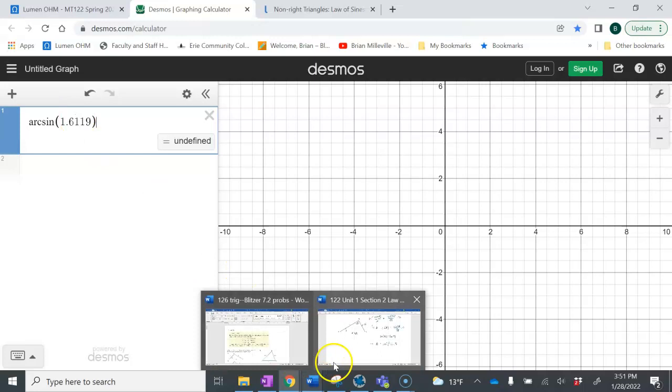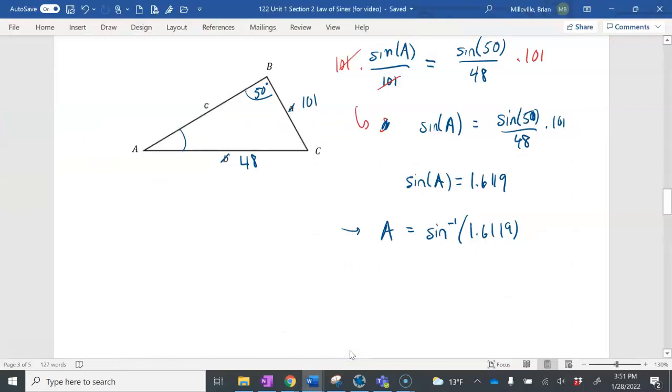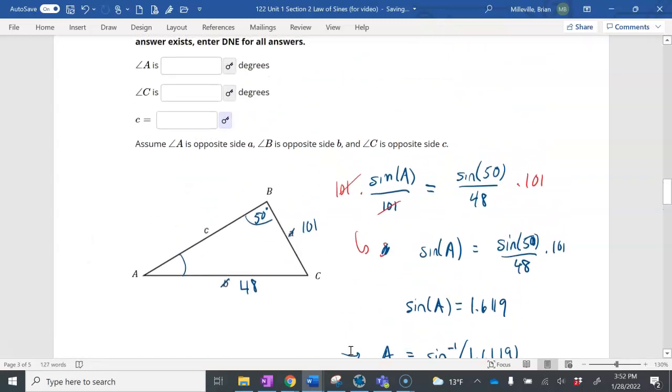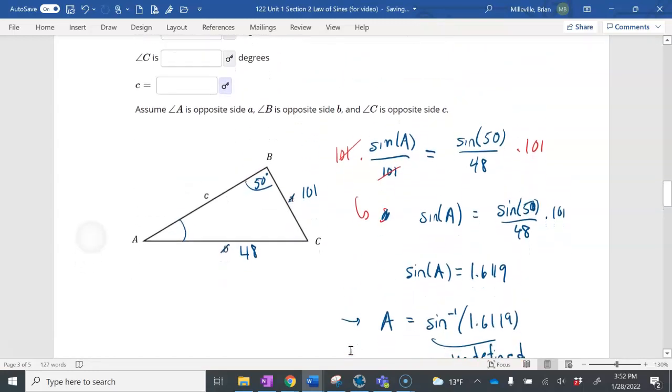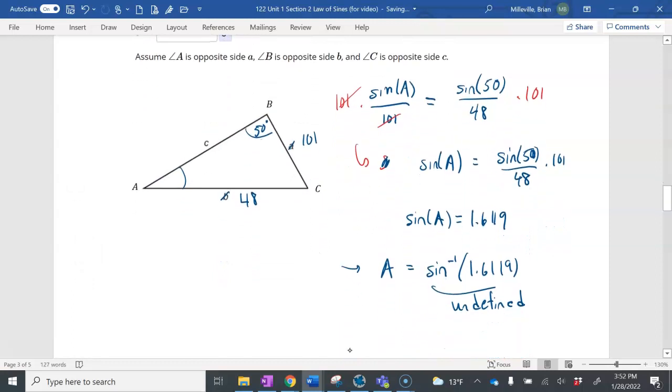Remember, sine and cosine have a range of between -1 and 1. They correspond to coordinates of points on the unit circle. They cannot be larger than 1. So this here is undefined. That does not make sense. So what is this telling us? A triangle with these side lengths and those angles is impossible.